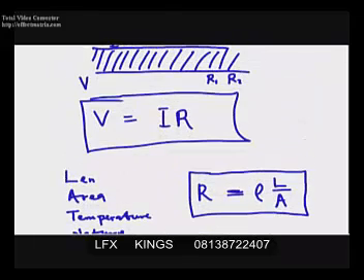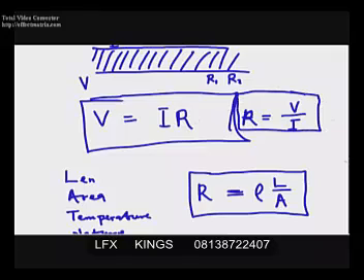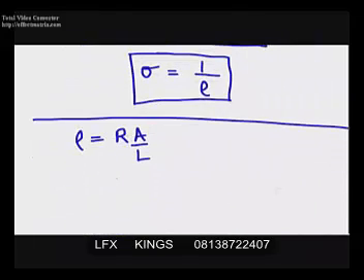And we know that V is equal to IR, so resistance is equal to V over I. Anywhere we see resistance, we can change it to V over I. So from this formula, we can change this resistance to V over I. So resistivity is equal to V divided by I, which is the resistance, multiplied by A over L. We've not done much but replace this resistance with V over I.